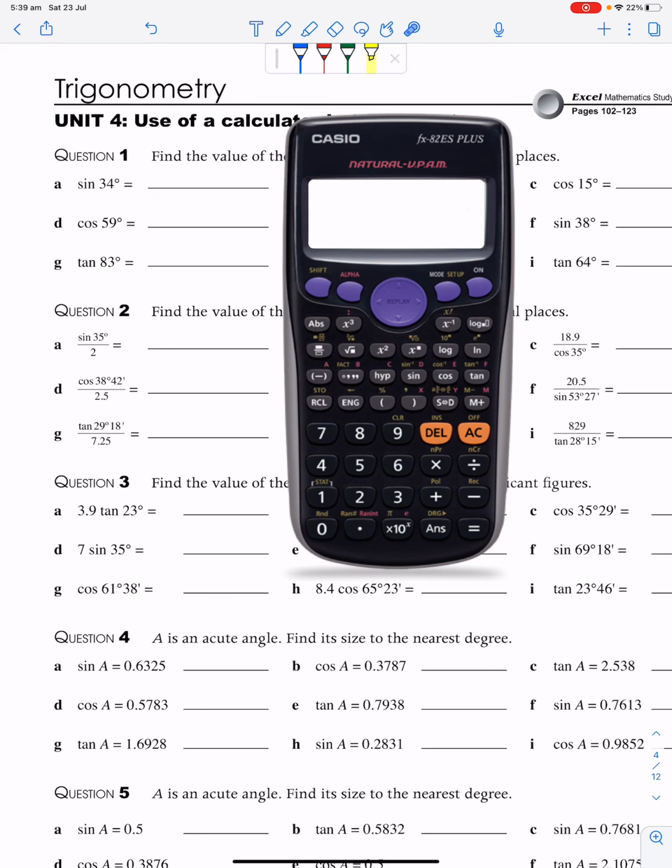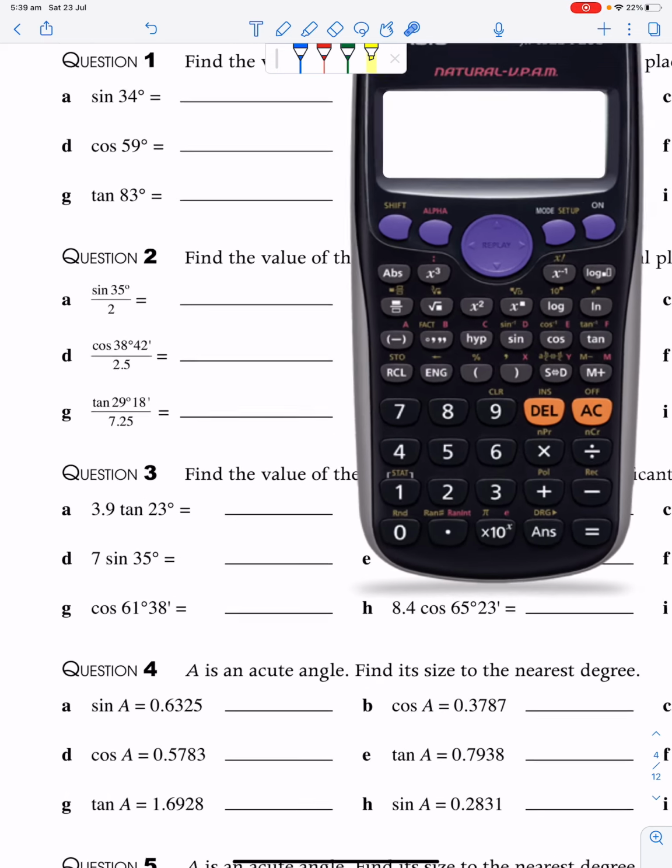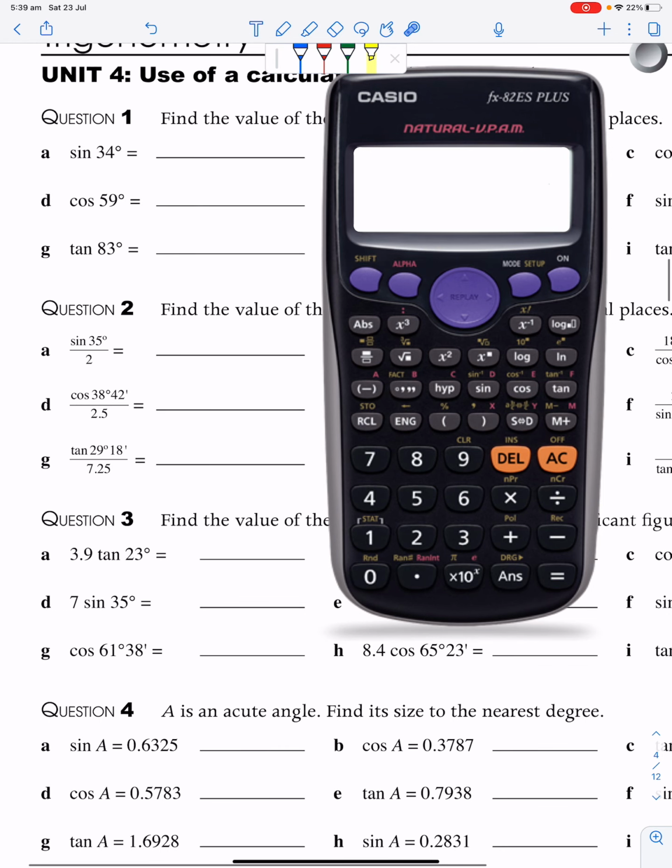Moving on now to question 2. Sine 35 degrees divided by 2. You're going to press sine 35. You can press equals, that way you get the answer for that, and then you can divide by 2 if you wish. Okay? So sine 35 degrees divided by 2. Remember, when you press sine 35, you're just going to get a number. You just divide that number by 2.